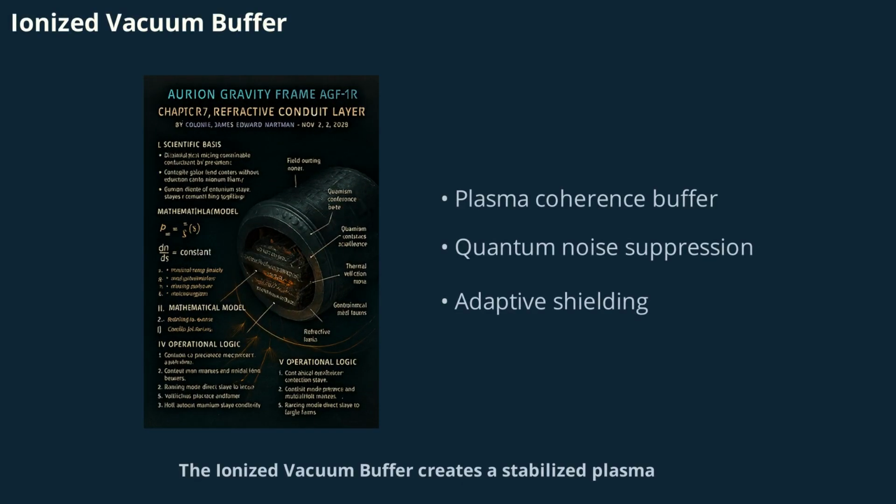The ionized vacuum buffer creates a stabilized plasma interface between the modulated vacuum and ambient space. This dynamic sheath absorbs quantum noise and environmental interference, maintaining field integrity during high-velocity maneuvers.